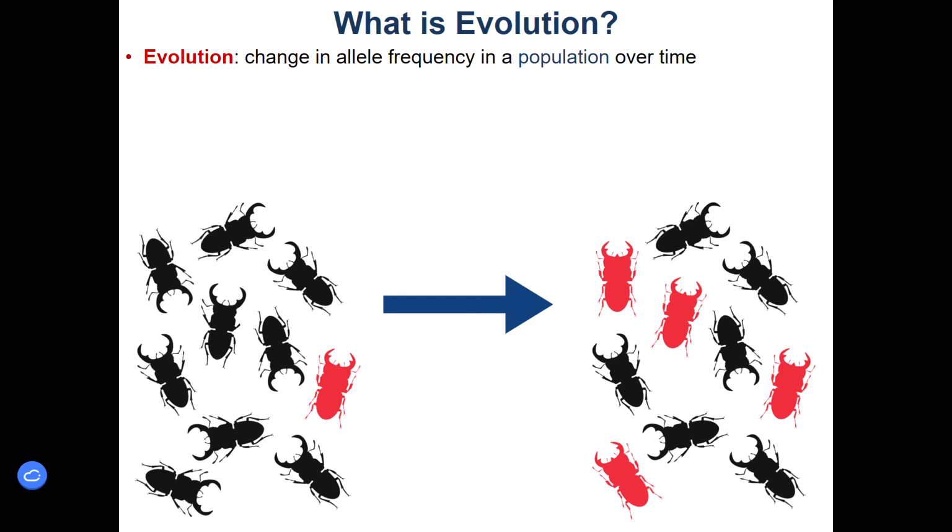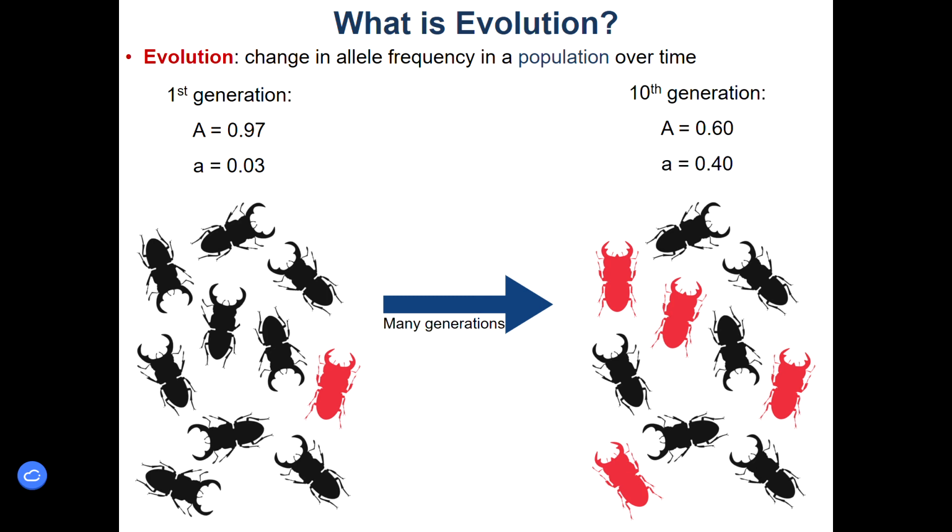That's all evolution is. So if we have these really cool beetles, in our first generation, here's our allele frequency. We have 97% with this big A allele. We'll say it codes for black coloration in our cool beetles. And then over many generations, now we have our 10th generation. We now only have 0.6% of our population with the big A allele and 0.4% of our population with the little A allele. Evolution has happened in our beetle population. That is what evolution is. It's a change in allele frequencies in a population over time.